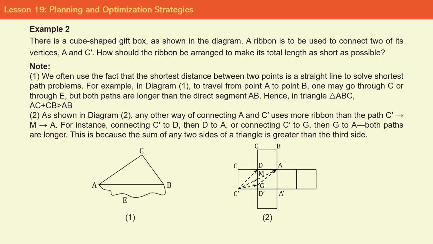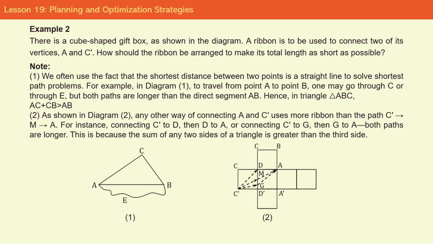We often use the fact that the shortest distance between 2 points is a straight line to solve shortest path problems. For example, in diagram 1, to travel from point A to point B, one may go through C or through E, but both paths are longer than the direct segment AB. Hence, in triangle ABC, AC plus CB is greater than AB.